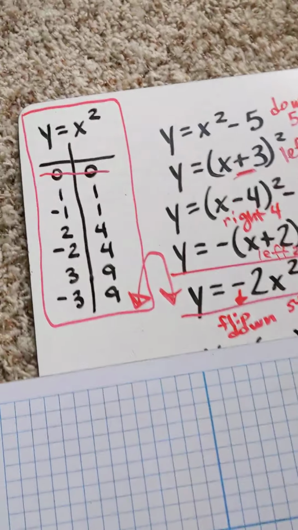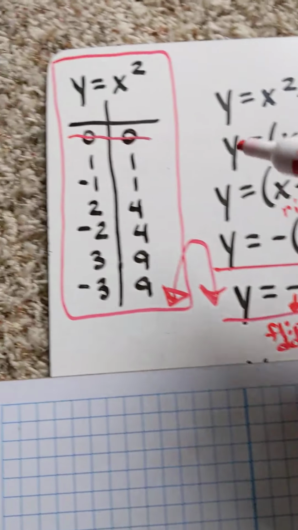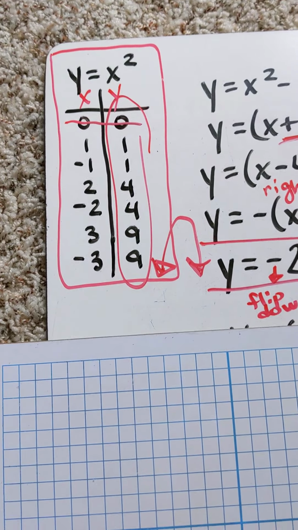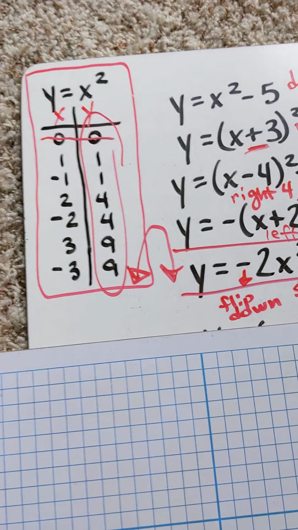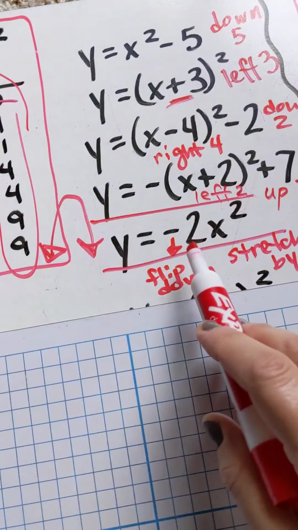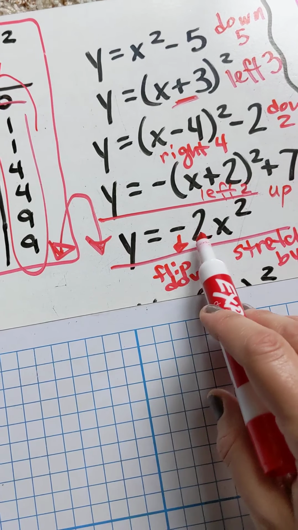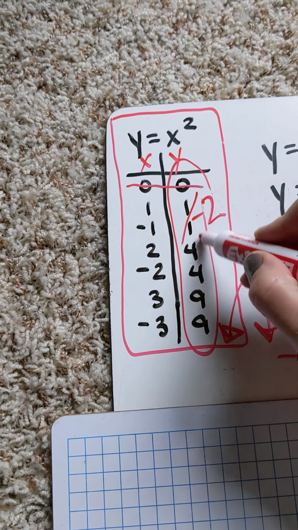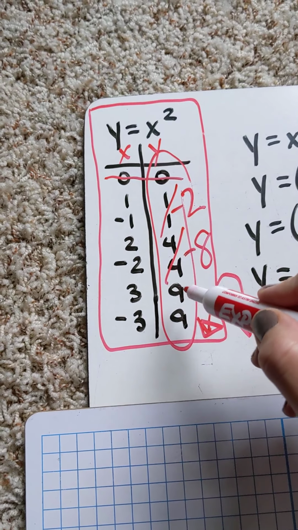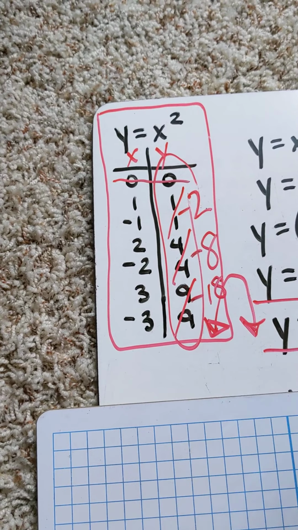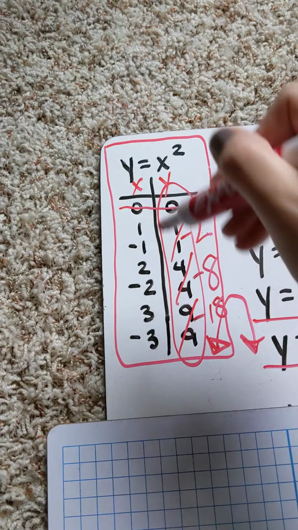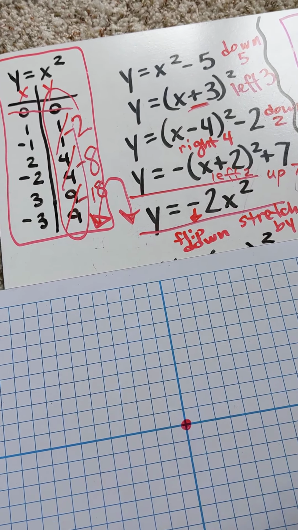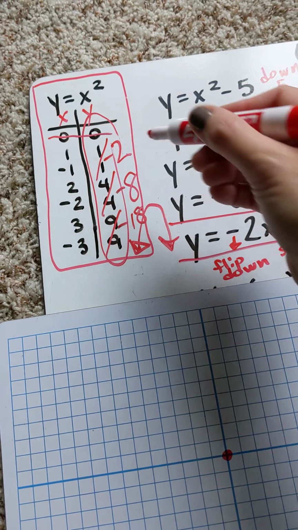Okay, what stretched by 2 means is all of these, remember this is your x and your y, and it's only the y values because you're stretching it vertically. All of these are going to get multiplied by 2, in fact, negative 2. So these both would be negative 2. These both would be negative 8. And this won't fit on the graph, but it would be negative 18. But notice 0 wouldn't change. 0 times anything is still 0. So we start at the center. Okay, and then we're going to go out 1 and down 2.